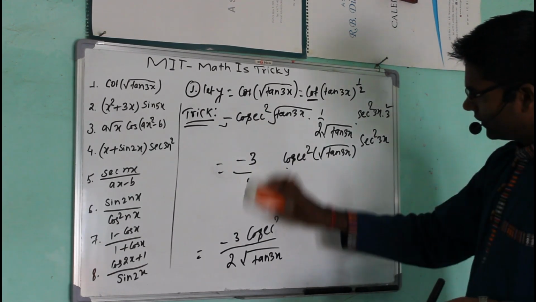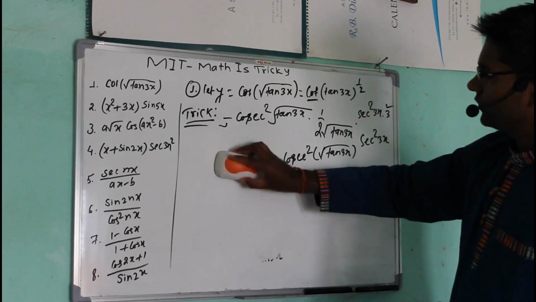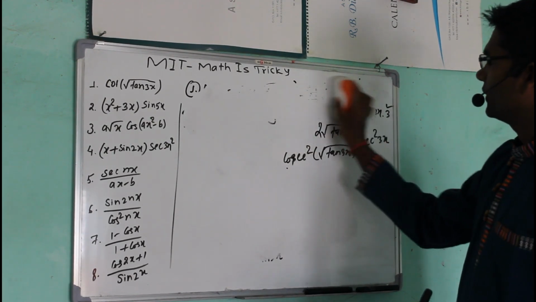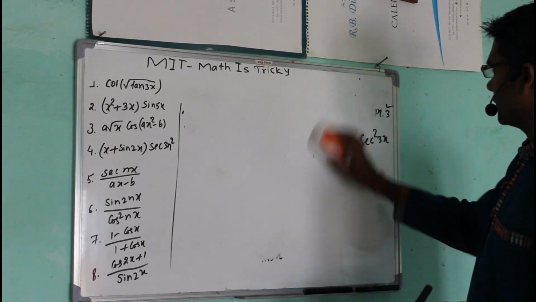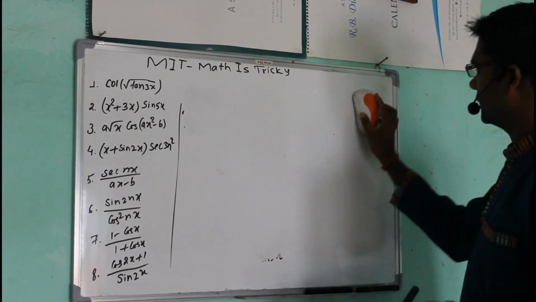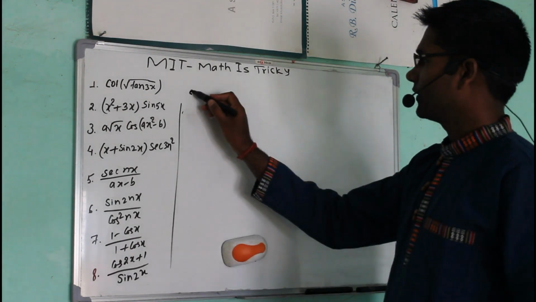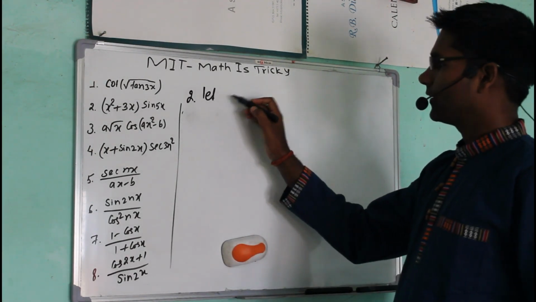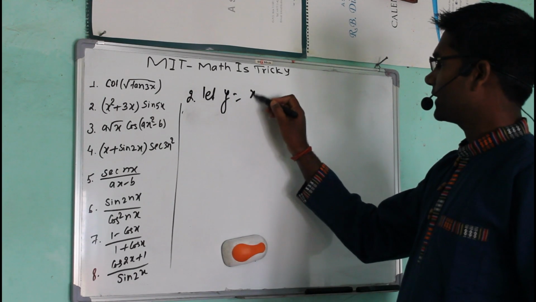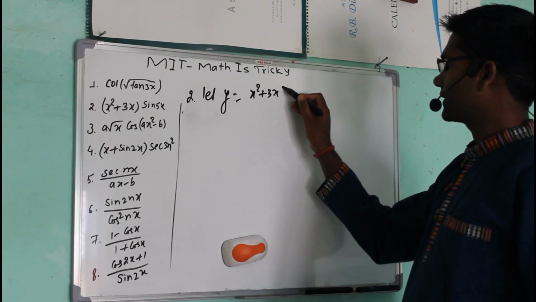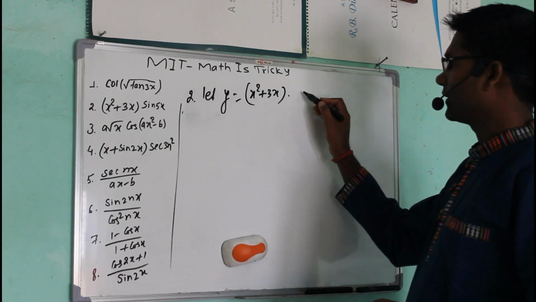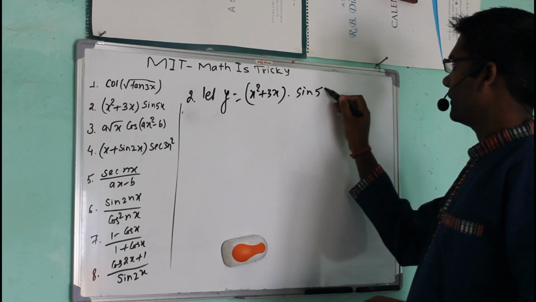Let me solve another question, question number 2. We just solved question number 1. Now let's move to question number 2. Let y equals x square plus 3x times sine 5x.